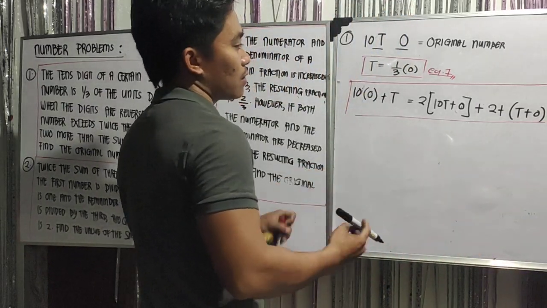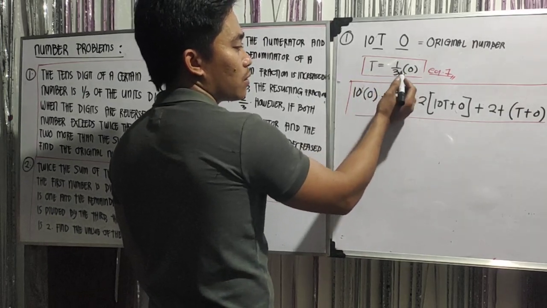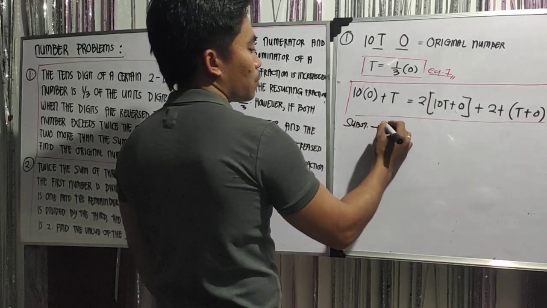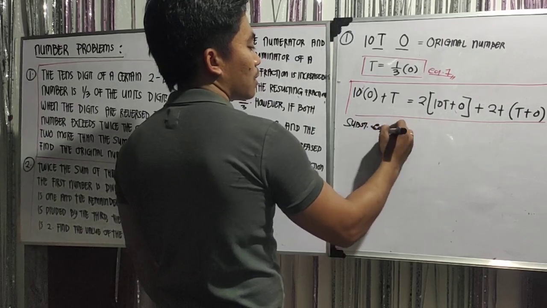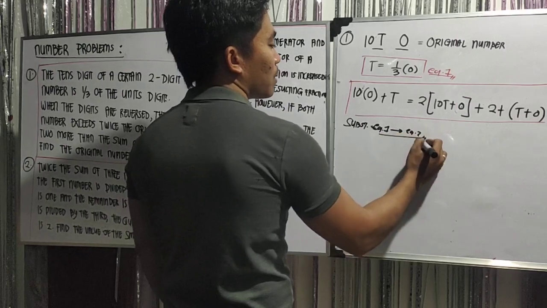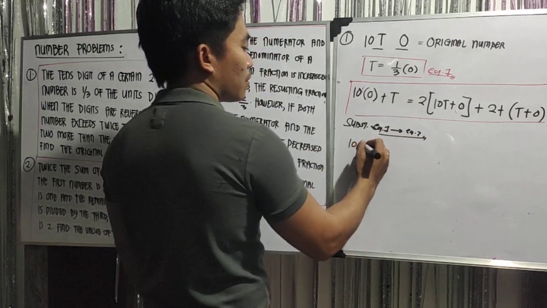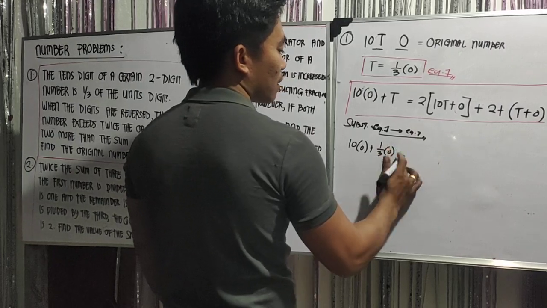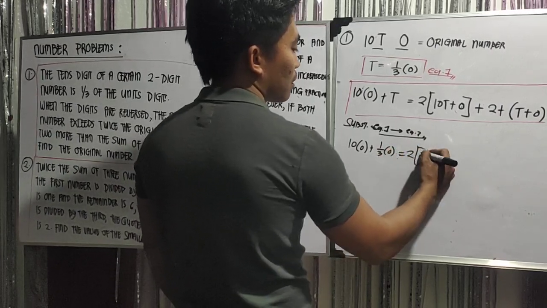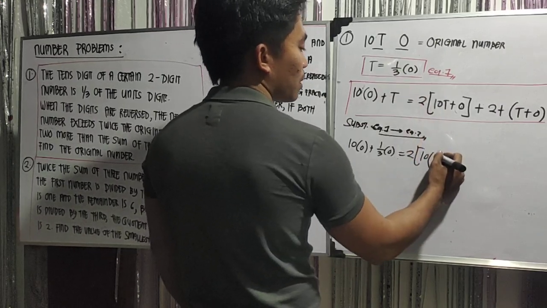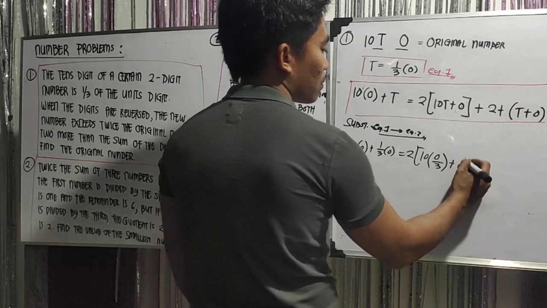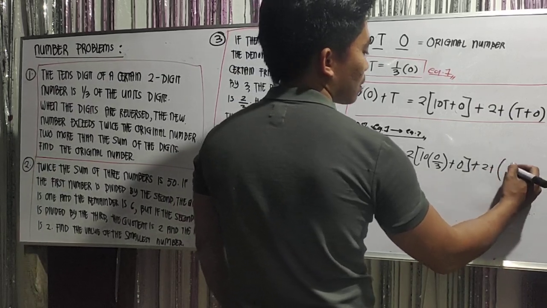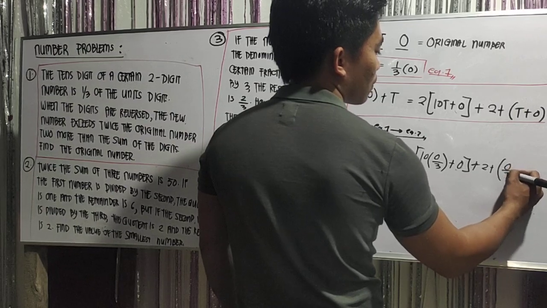Now, the value of your tens digit, which is 1/3 of O, substitute it everywhere. So substituting equation 1 into equation 2: 10O plus T, which is 1/3 of O, equals 2 times 10 times T, which is 1/3 of O, plus O, plus 2 plus T, which is 1/3 of O, or O over 3, plus O.